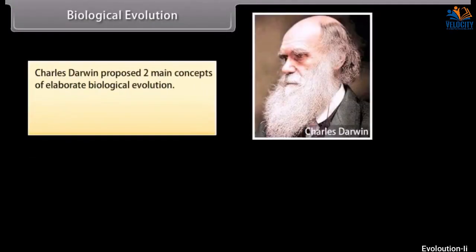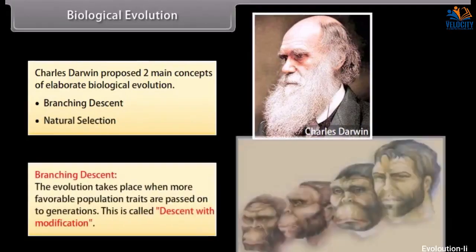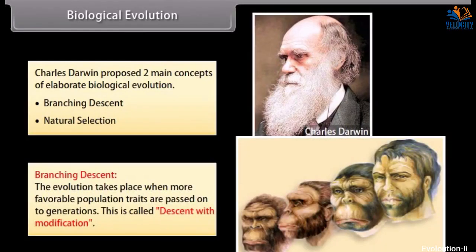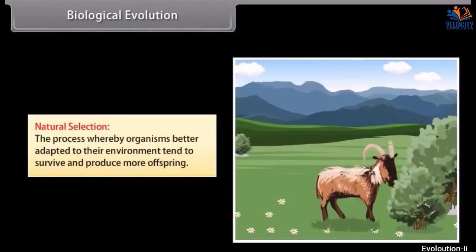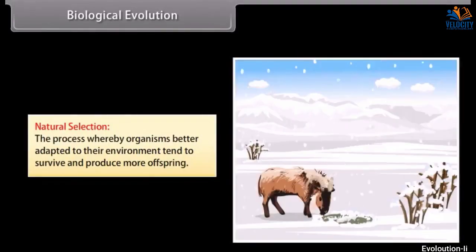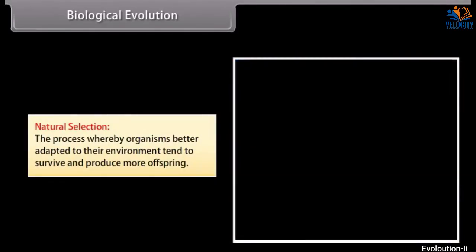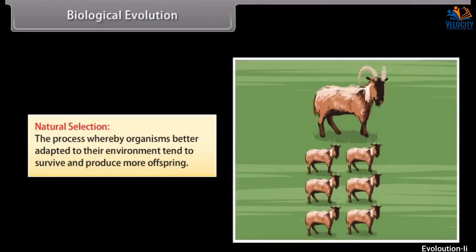Biological evolution. Charles Darwin proposed two main concepts of elaborate biological evolution. 1. Branching descent. 2. Natural selection. Branching descent. The evolution takes place when more favorable population traits are passed on to generation. This is called descent with modification. Natural selection. The process whereby organisms better adapted to their environment tend to survive and produce more offspring.